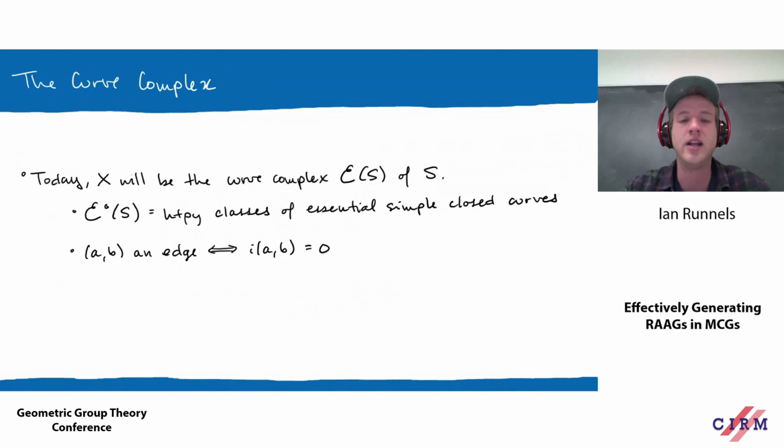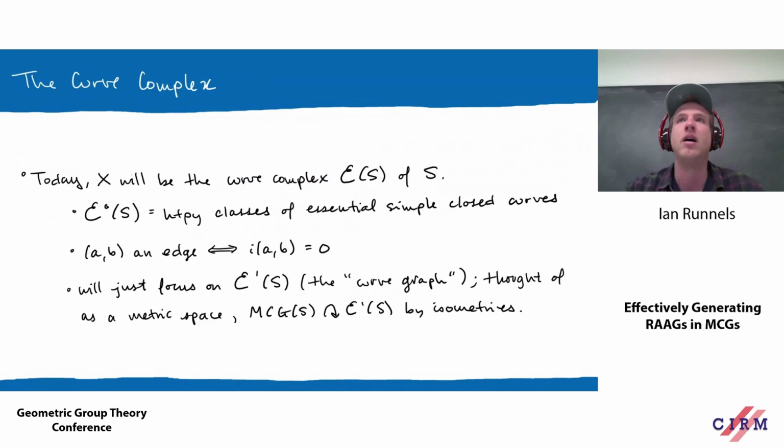Normally people like to build the full flag complex, but for today, we're really just going to focus on the one-skeleton. So we call this the curve graph rather than the curve complex. If we make all of the edges length one, then this becomes a metric space, and the mapping class group acts by isometries. A homeomorphism is going to preserve disjointness between curves, so it's going to preserve distances in this graph metric.